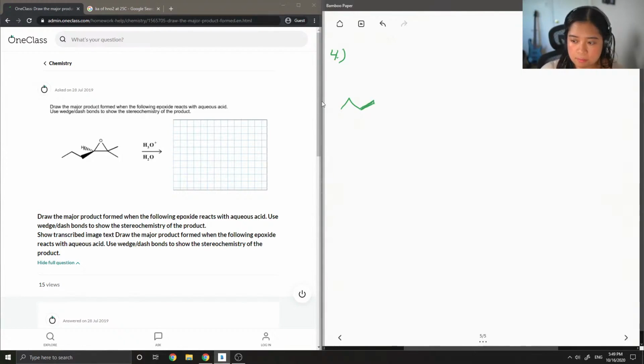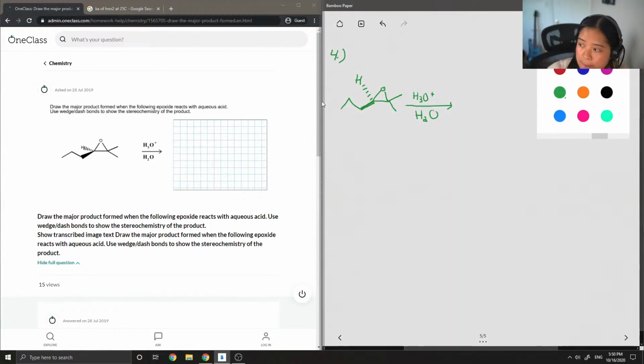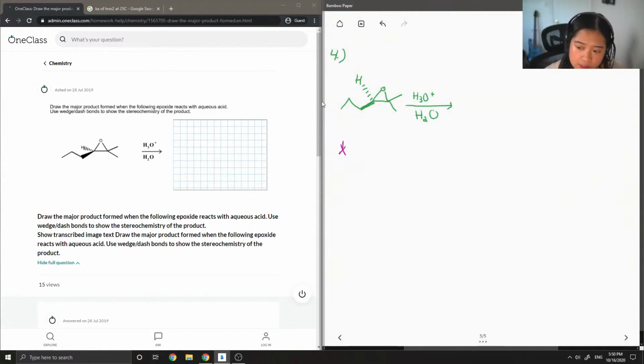So we got some stereochemistry involved here. And then this triangle with the oxygen at the top is called an epoxide. It's a very strained molecule. So ideally the ring wants to break apart, and it typically does so when you add acid or even base. So I'm just gonna write that down just to give some background information.